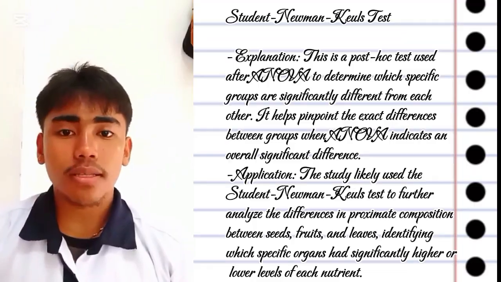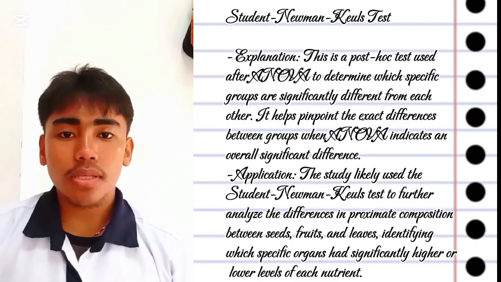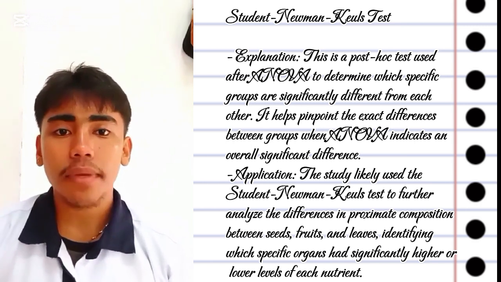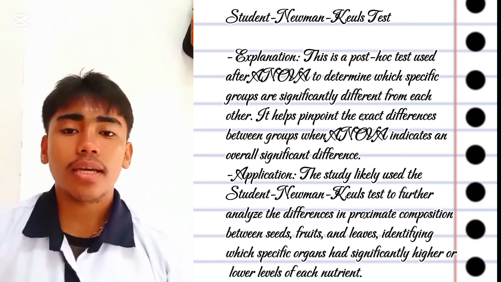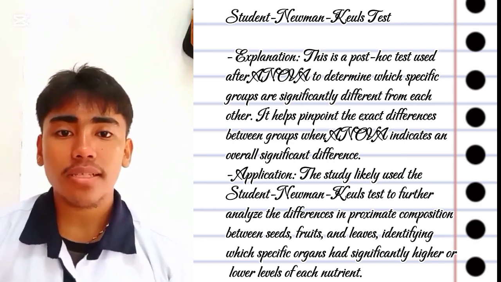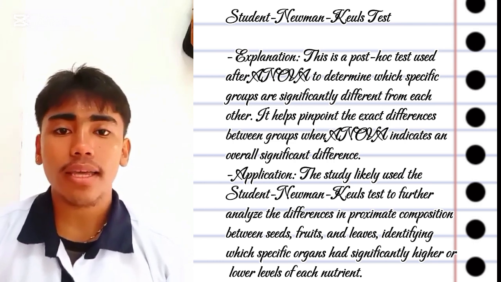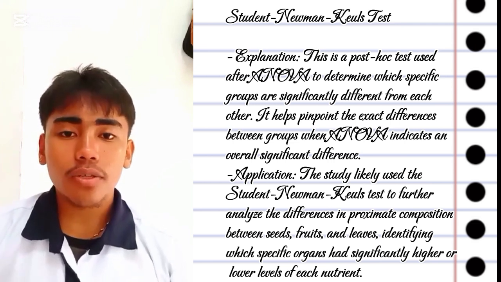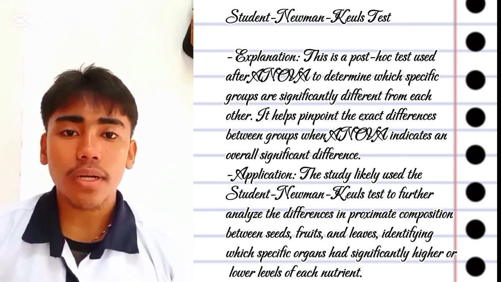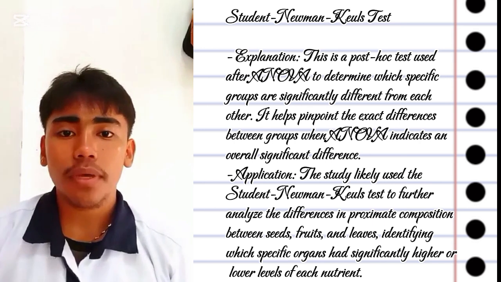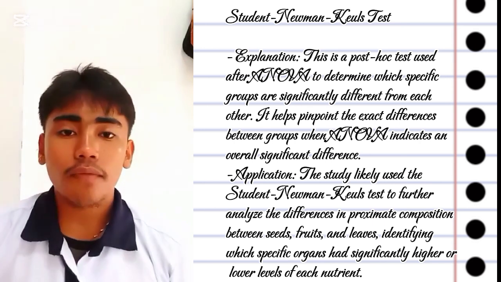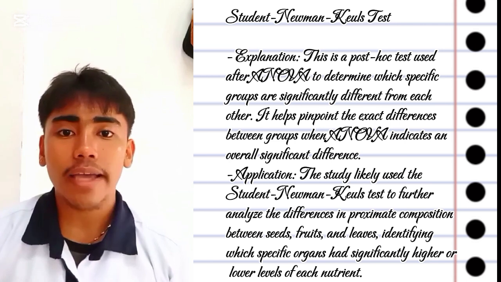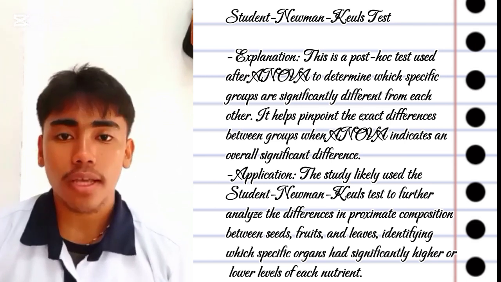Student Newman-Keuls test. This is a post-hoc test used after ANOVA to determine which specific groups are significantly different from each other. It helps pinpoint the exact differences between groups when ANOVA indicates an overall significant difference. The study likely used the Student Newman-Keuls test to further analyze the difference in proximate composition between seeds, fruits, and leaves, identifying which specific organ has significantly higher or lower levels of its nutrients.